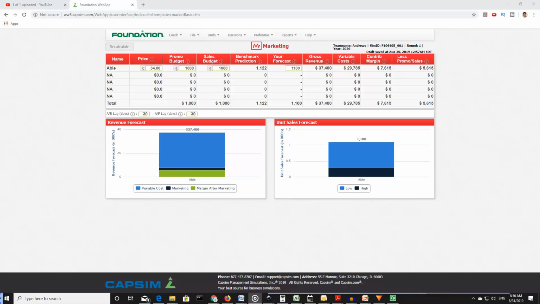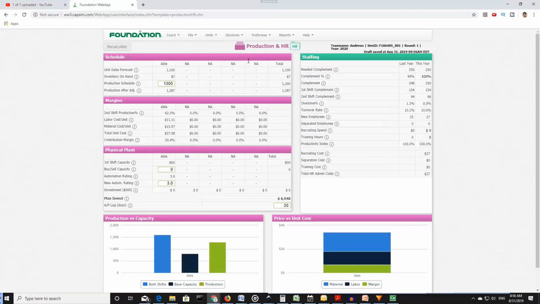In the last video, we finished an overview of the marketing dashboard. We now turn our attention to the production and HR dashboard. For the purpose of this discussion, we will defer discussion of the HR section for a future video. This will allow us to focus on the production schedule. The window containing the production schedule is located in the upper left-hand portion of the screen.